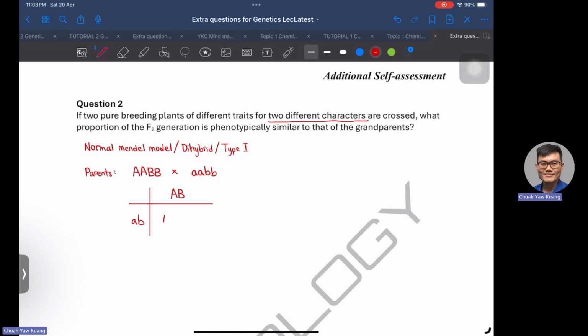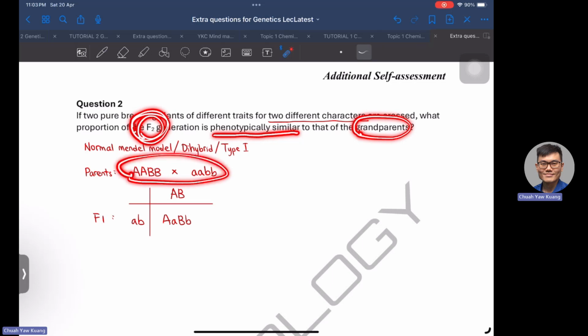With that, we do the cross. So it's big A small a, big B small b. Once we are done with this, this would be the F1 generation, the offspring from the parental generation. But the question is asking what proportion of the F2 generation is phenotypically similar to that of the grandparent. So the question is asking how many F2 would be the same as the parental generation, which is the grandparent.